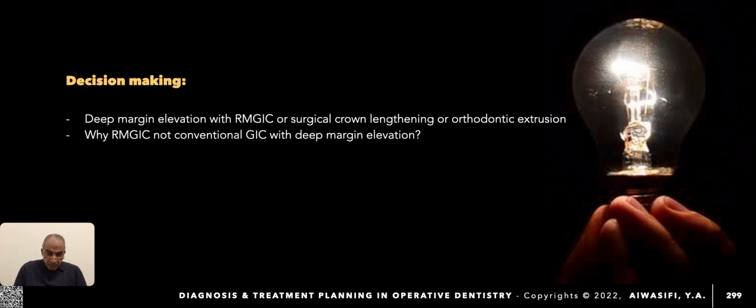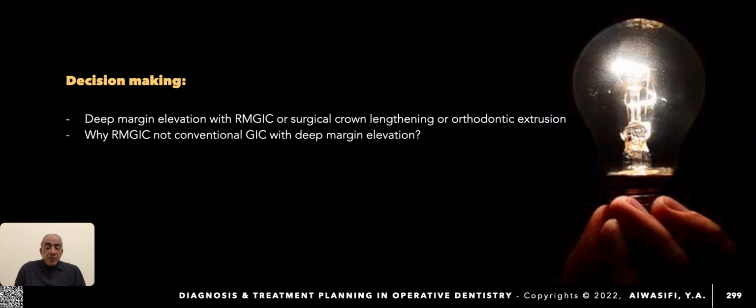Just backing retraction cord, well applied and well backed, and selecting proper size of our retraction cord, then applying resin modified GIC until we elevate the margin to the level of the crest of free gingival margin, and then going for the procedures for applying bonded composite resin restoration or even amalgam restoration. Okay, this is number one.